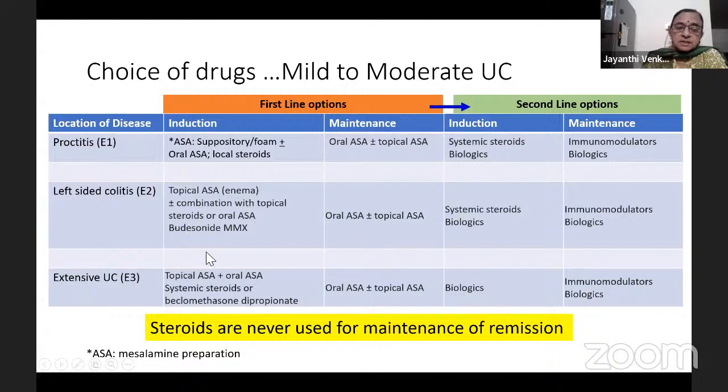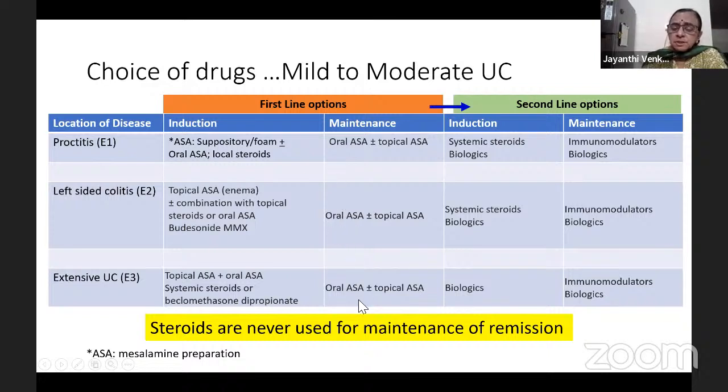So the choice of drugs in mild to moderate ulcerative colitis: for E1, that is rectal involvement, ASA; both for left-sided and extensive, ASA, topical, or oral plus topical, depending on the extent of disease, is the choice of drug. When they do not respond, one can include the instillation of local steroids. The maintenance is always with an ASA preparation. Steroid is never recommended for maintenance of remission. I think this is also very important that one should remember.